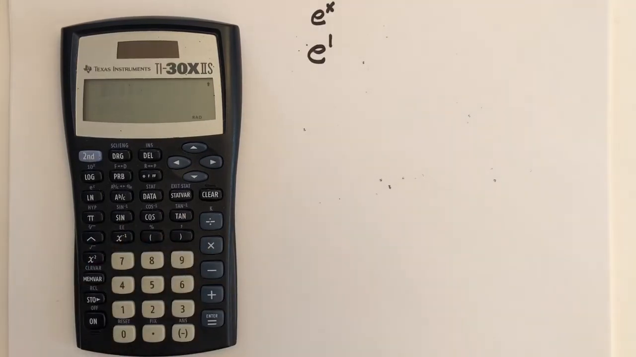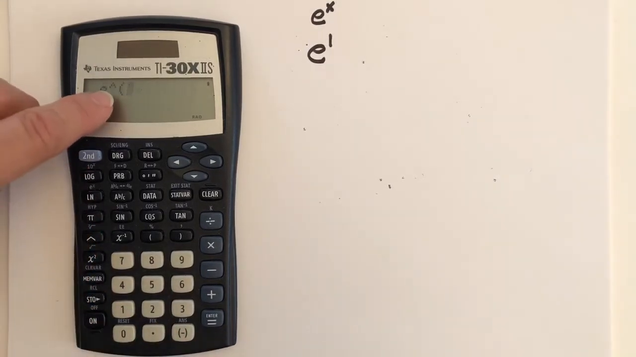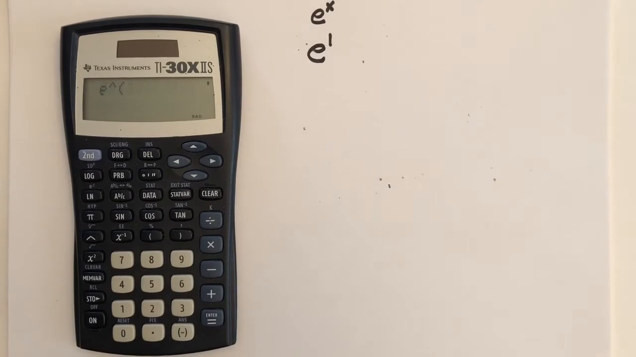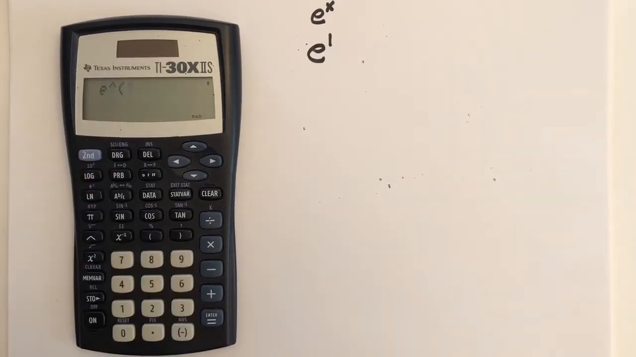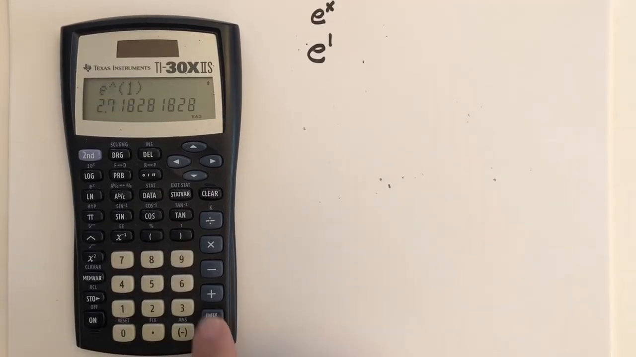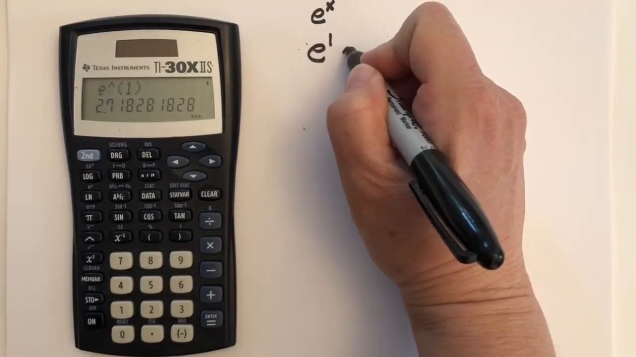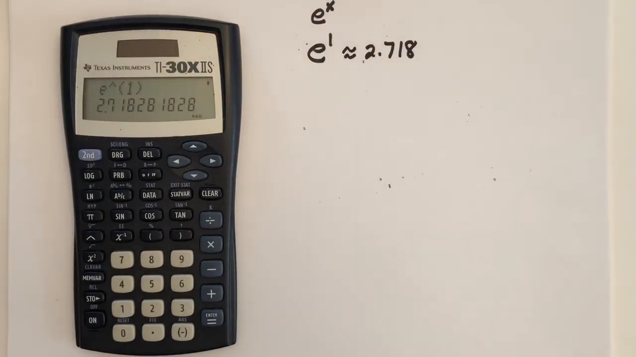So on my calculator, I'm going to access the E button. Notice it automatically put the caret in because E is so commonly used as a base for an exponential. It's expecting you to put in the exponent. So I don't even have to push the caret because it's already there. And I put the 1. So I'm raising E to the 1st power, and you'll notice that's the number that I was just describing. It was about 2.718.